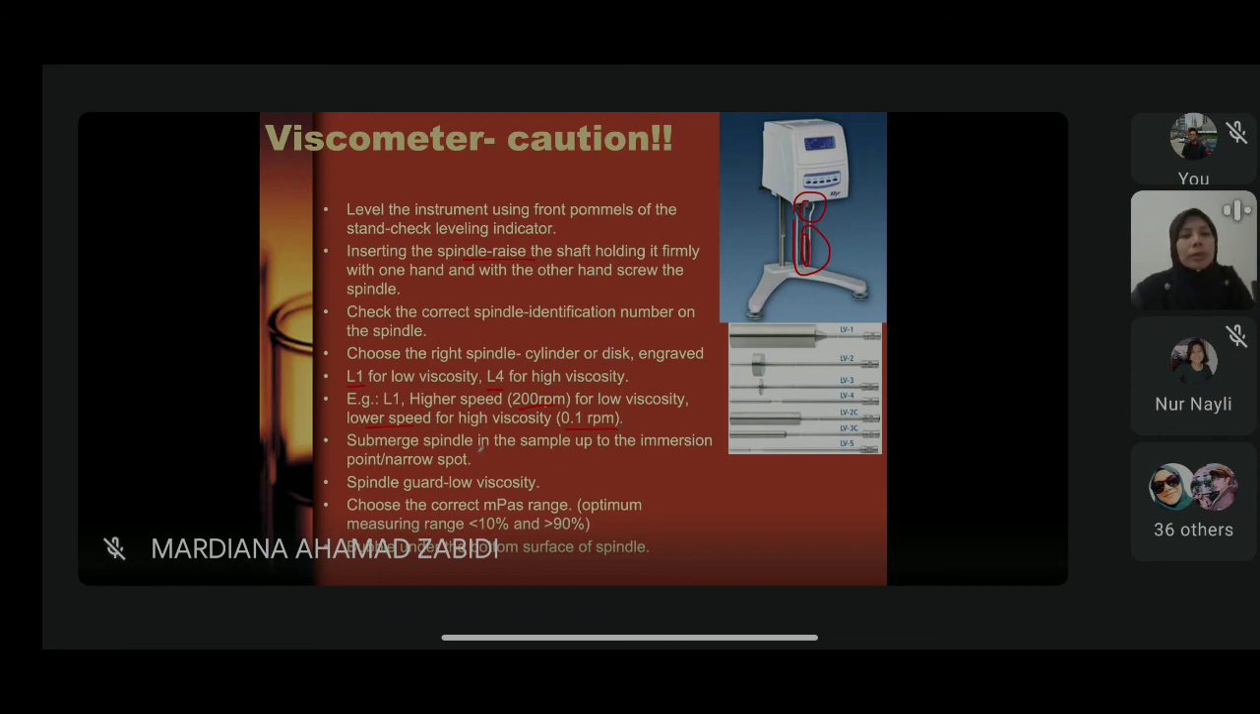Okay, so what you need to do is submerge the spindle into the sample until there is a point on the spindle. There is a mark here where you should insert your sample up to which length. And then put down the spindle guard for low viscosity. For high viscosity we don't put the spindle guard. Okay, and then choose the correct reading for the viscosity. This one is displayed here. On this display area, you can record the reading.